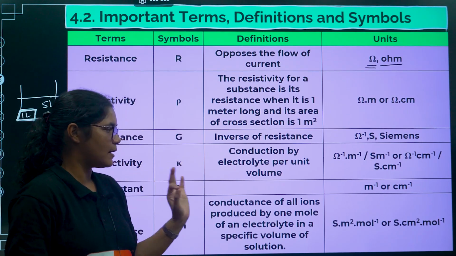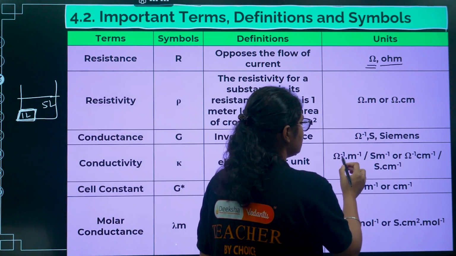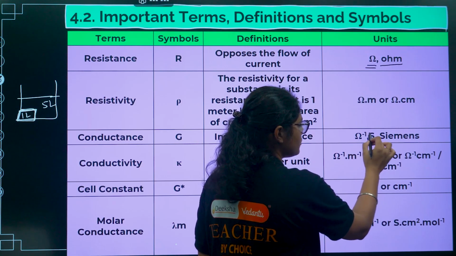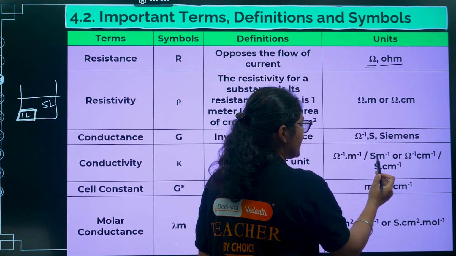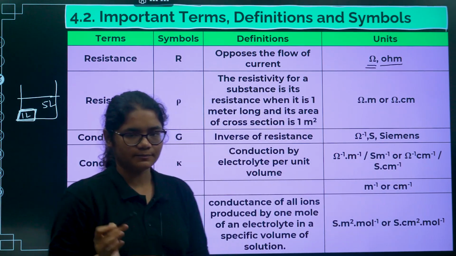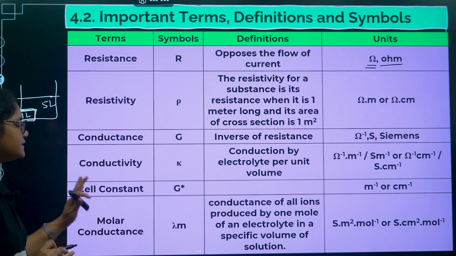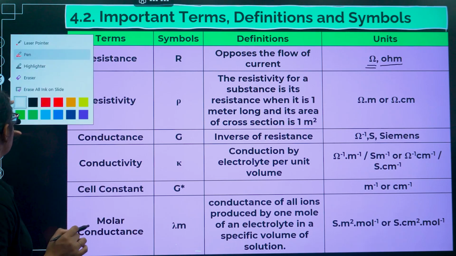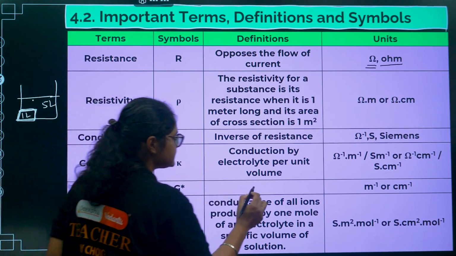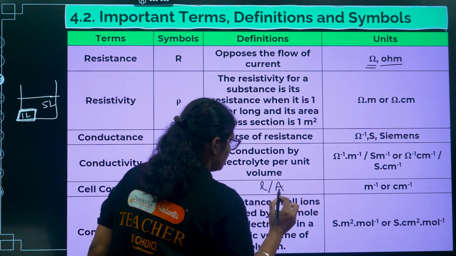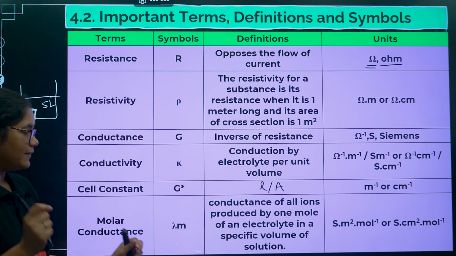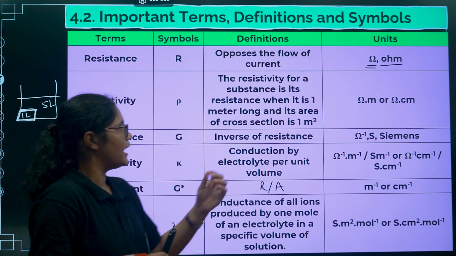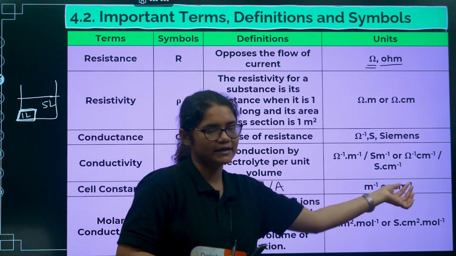We call this kappa, and its unit is ohm inverse meter inverse, or ohm inverse centimeter inverse. And I told you ohm inverse is also called S or Siemens. So I can write S meter inverse or S centimeter inverse. Clear? Next one, cell constant. Cell constant is represented as G star, and its formula is L by A. What is L? L is length and A is area. L by A is your cell constant, and the units are meter inverse or centimeter inverse.